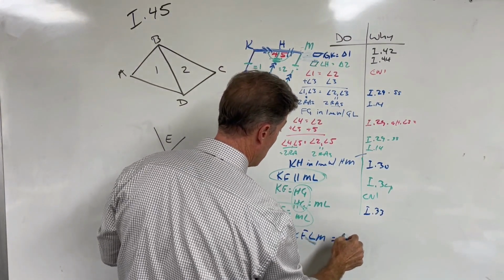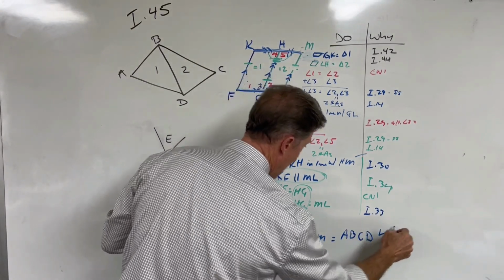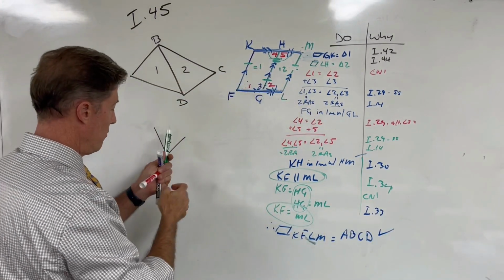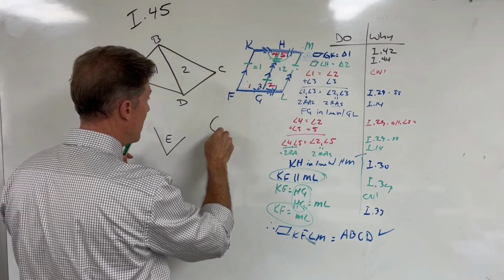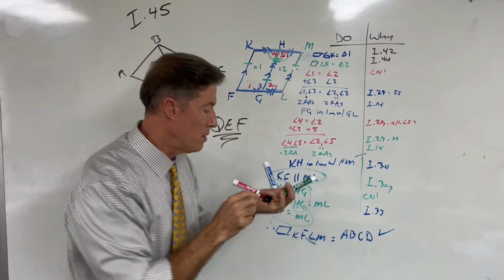So this is equal to A, B, C, D. And that's what we're trying to prove with our construction. And since we have done that, we can conclude QEF.